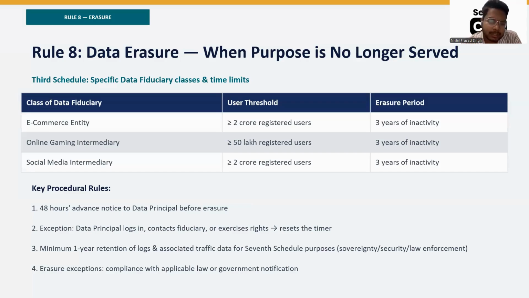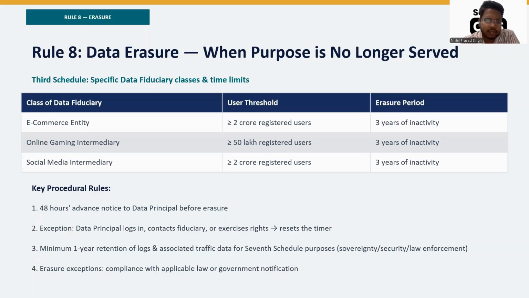They cannot retain that data for more than a stipulated period of time, that is 2 years, 3 years, for different types of sectors or companies. Under the third schedule of specific data fiduciary classes and time limits, suppose e-commerce entities like Amazon, because they have more than 2 crore registered users. If you have more than 2 crore registered users, like Amazon, Flipkart, Snapdeal, Myntra, these kinds of areas.